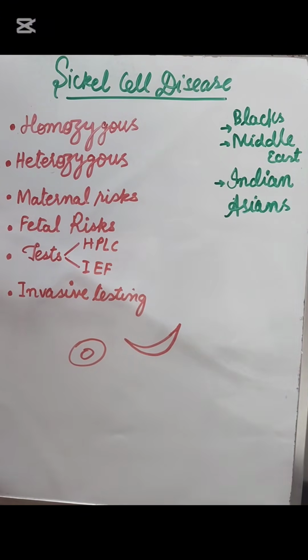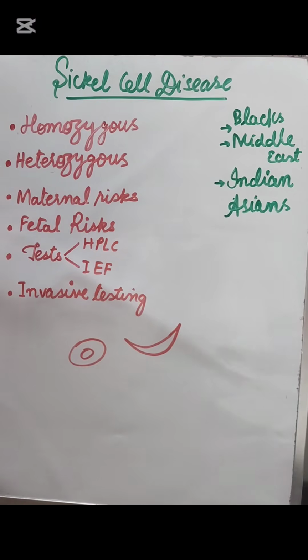The maternal risks of this disease: in the mother it can cause infection, vaso-occlusive sickling crisis, acute chest syndrome, renal compromise and jaundice. Mothers who are carriers are not at risk of sickling crisis. Then what are the risks to the fetus of this disease?